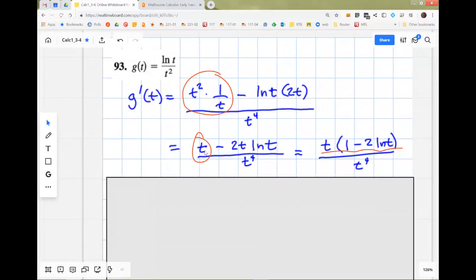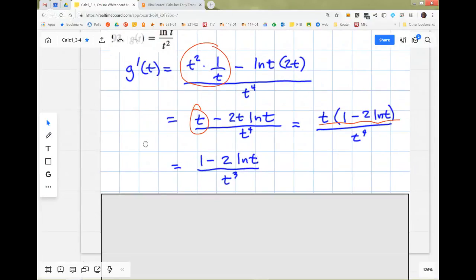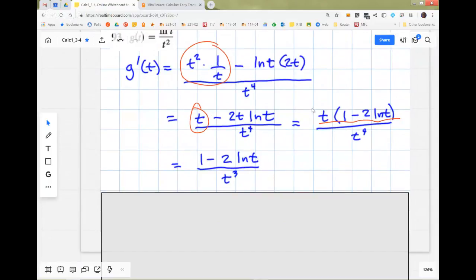And then, you might simplify it by factoring a t out. You don't have to. If you do, you can get a little bit of t simplification. T cancels with t to the 4th to give you t cubed on the bottom.